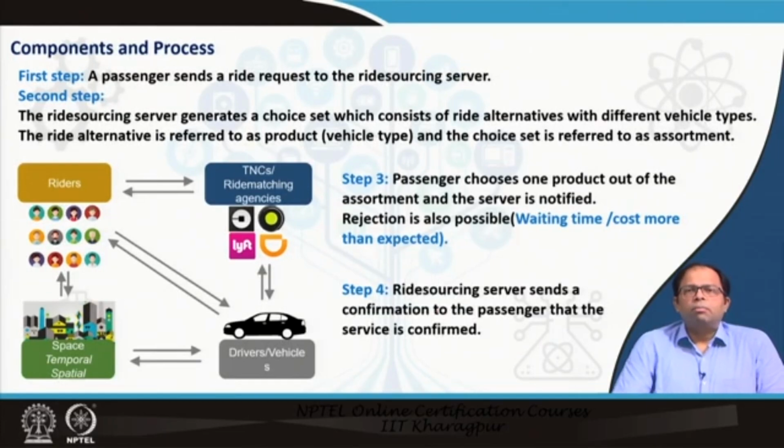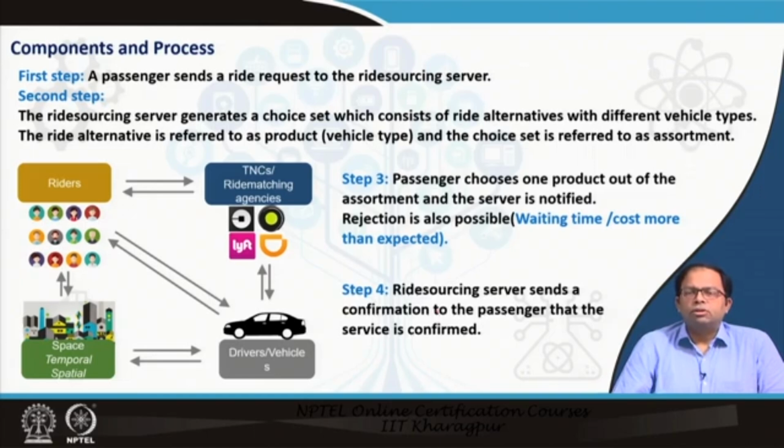So the different components of this process, more or less you have all used this service, most of you, and you know the different steps. Still, I will just touch upon those. The first step is a passenger sends a ride request to a ride sourcing server, and the second step is the ride sourcing server generates a choice set, which consists of ride alternatives with different vehicles.